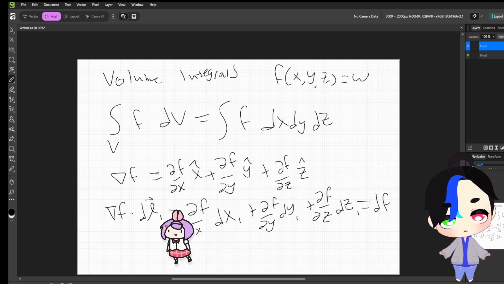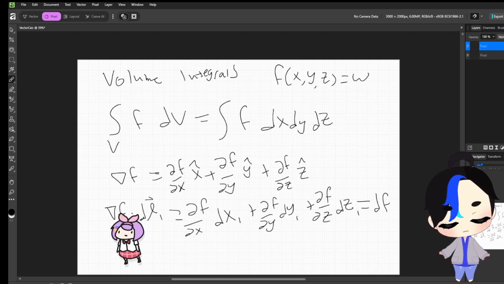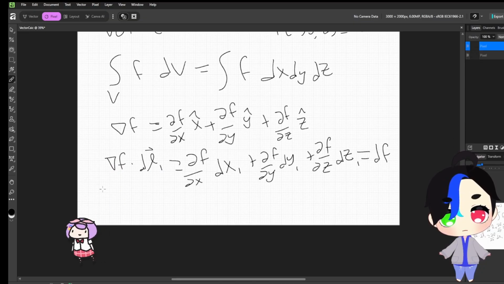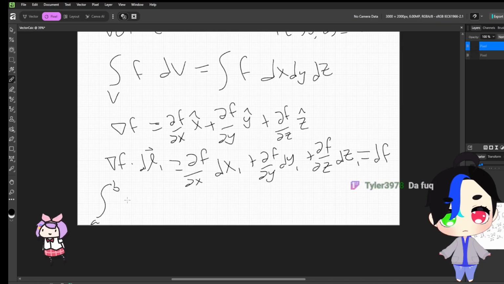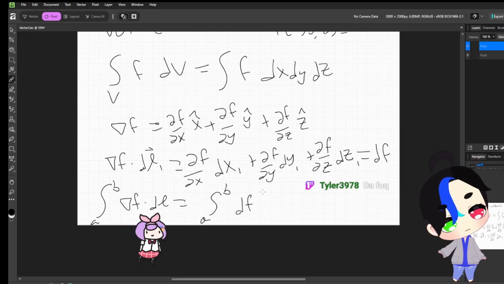So, if we wanted to take the line integral of this gradient over this path, del f dot dl, well, I can use this equation. That just becomes the integral from a to b with respect to f.